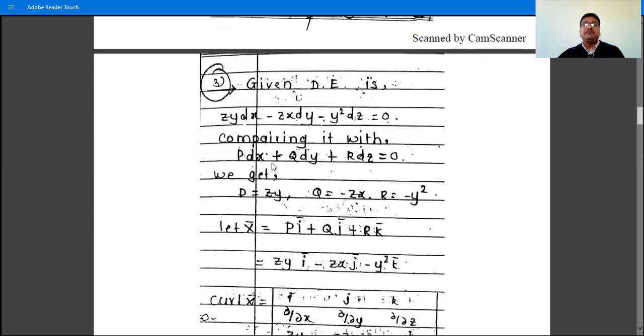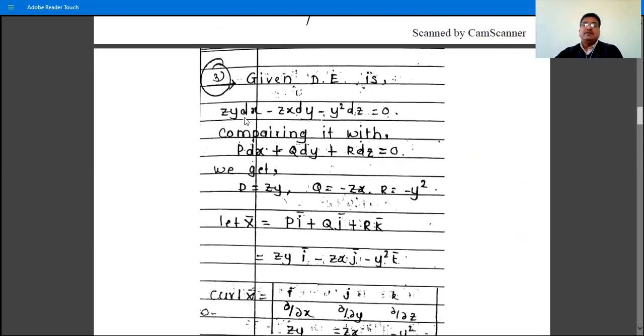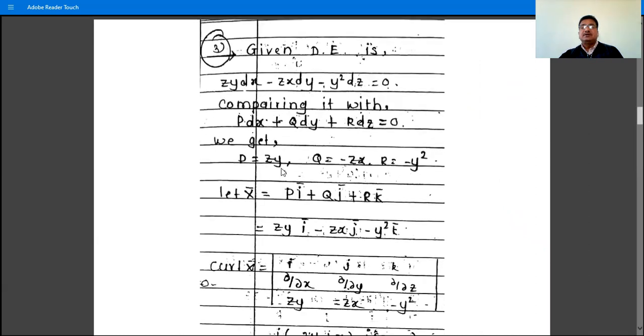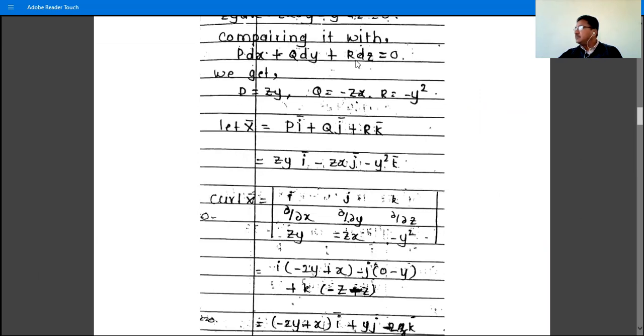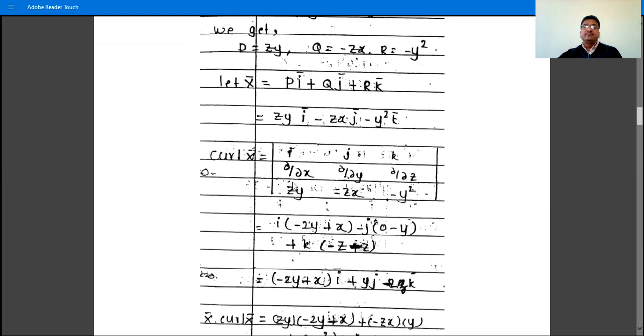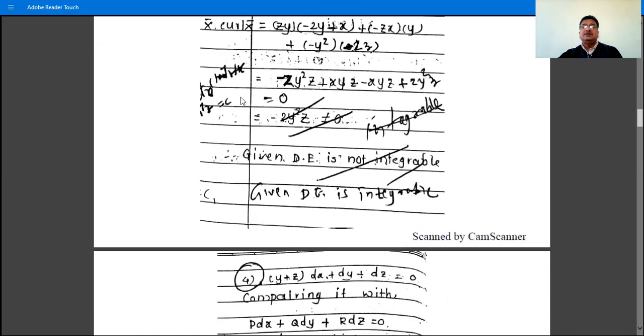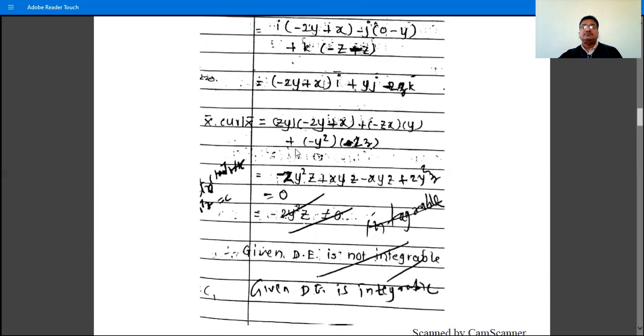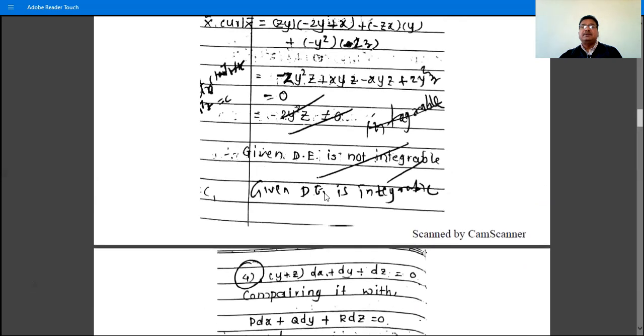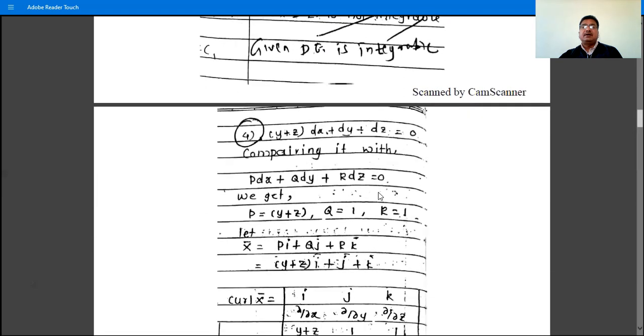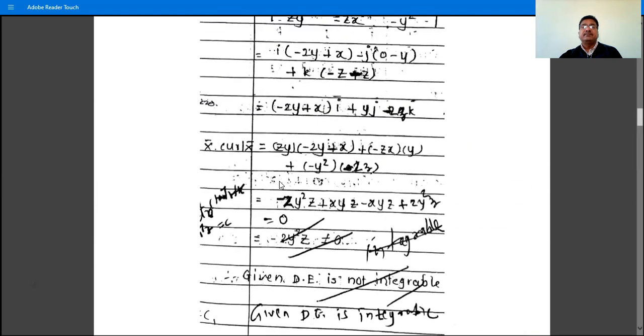Okay. The next problem is this: zy dx − zx dy − y² dz = 0. Compare with P dx + Q dy + R dz = 0. Find P, Q, R, and then X bar is this, curl X bar is this, and then X bar dot curl X bar is 0, and therefore the given differential equation is integrable. And how can we find its solution?